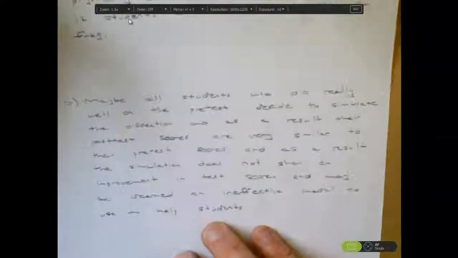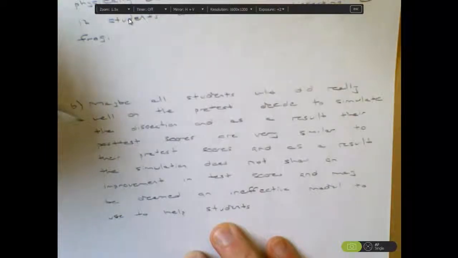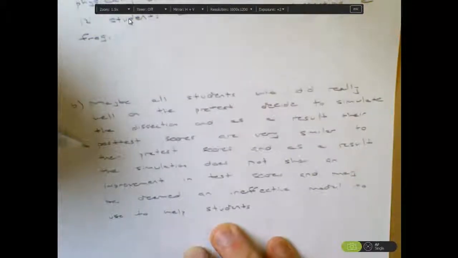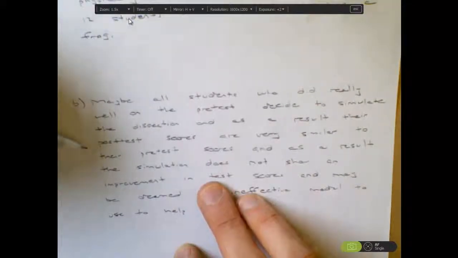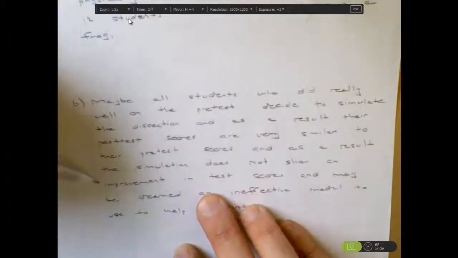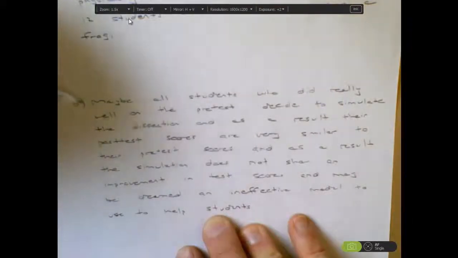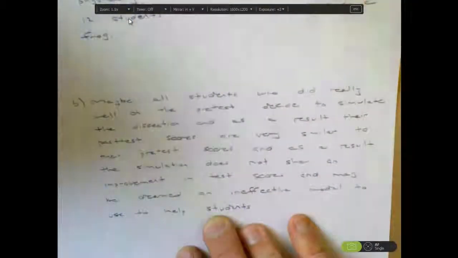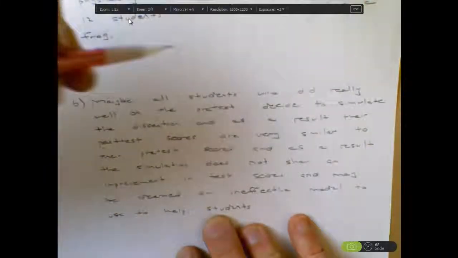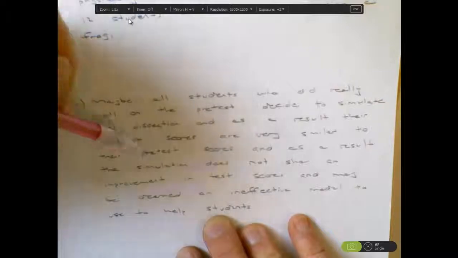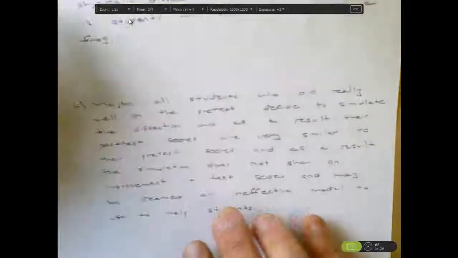Okay, so my solution looks like this. I said maybe all students who did really well on the pre-test decide to simulate the dissection, and as a result their post-test scores are very similar to their pre-test scores, and as a result the simulation does not show an improvement in test scores, and it may be deemed an ineffective model to use to help students. Okay, so my example is all the kids that did well on the pre-test decide to use the simulation method. And now how am I tying it into the changes and the differences? Well, I'm saying there's going to be a very similar score between the pre and post test, so it's going to look like this model was ineffective.